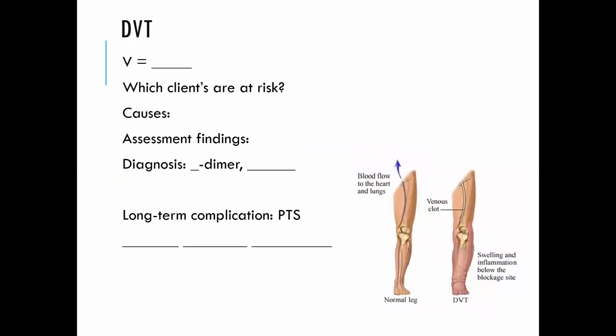DVT, the V stands for what? A vein, so a deep vein thrombosis. DVTs happen in veins. It can happen in the upper or the lower extremities. It can be in deep or superficial veins.